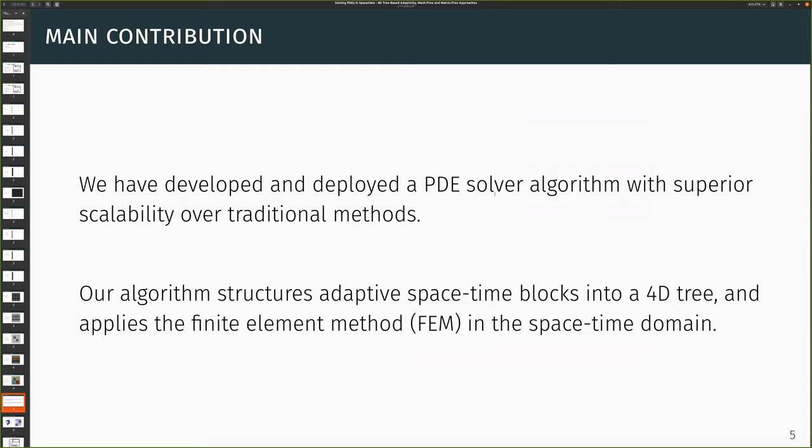Our main contribution in this work is that we have developed computational algorithms for solving PDEs in space-time. We mainly focus on finite element computations, specifically continuous Galerkin methods. And we discuss parallelizing and partitioning in the 4D space-time block.